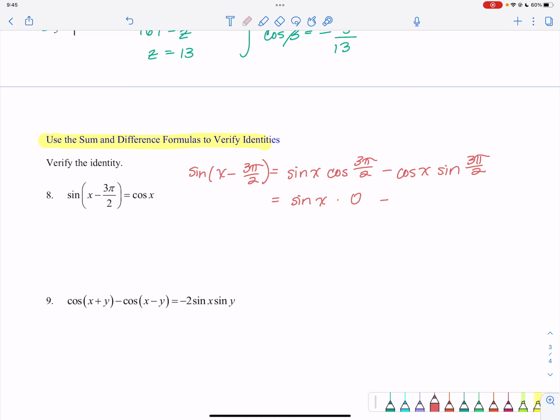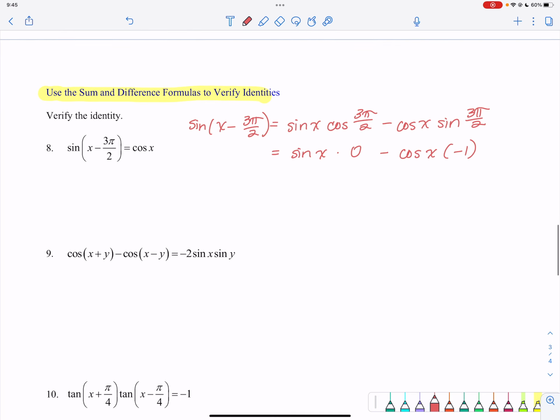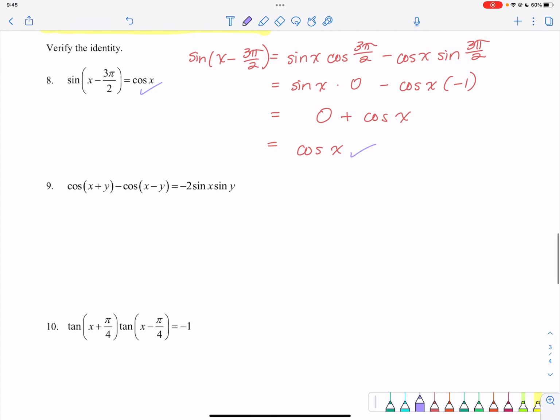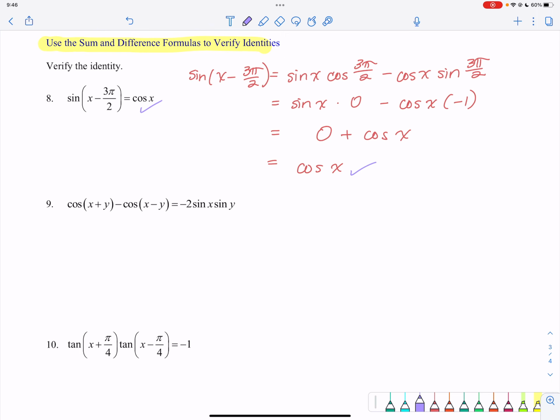x first, cosine of x multiplied by -1. Well, that's just equal to 0 plus the cosine of x. And we come up with the cosine of x. Okay, let's take a look at number 9. Again, we're working with the left-hand side.